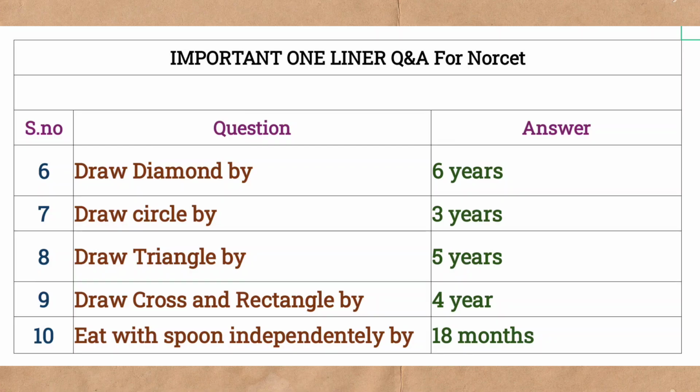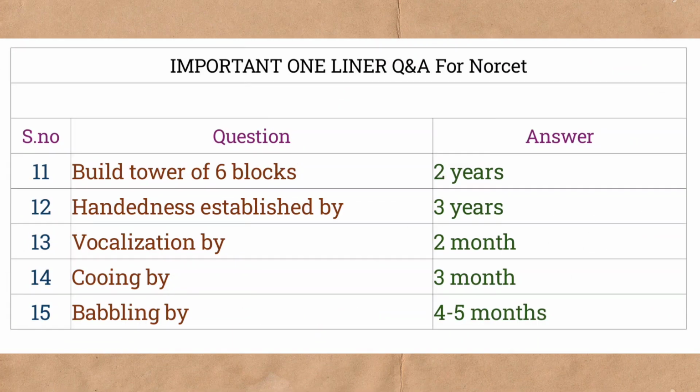8. Draw triangle by 5 years. 9. Draw cross and rectangle by 4 years. 10. Eat with spoon independently by 18 months. 11. Build tower of 6 blocks.